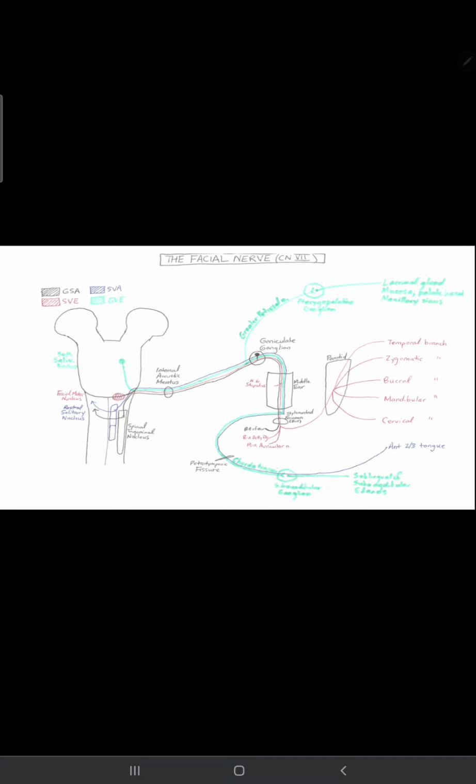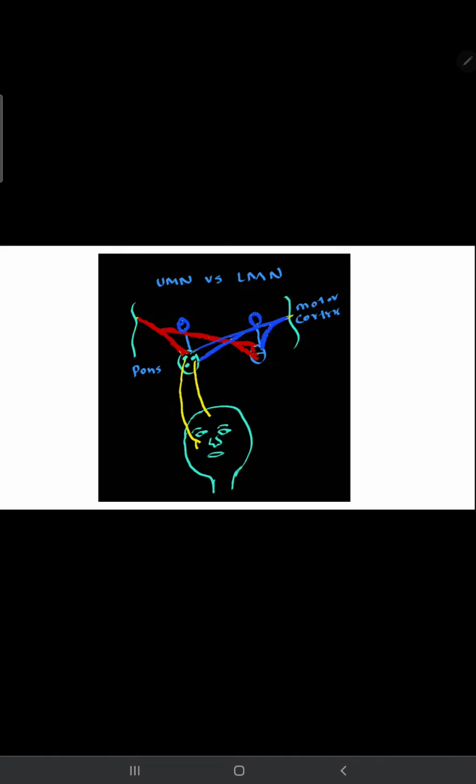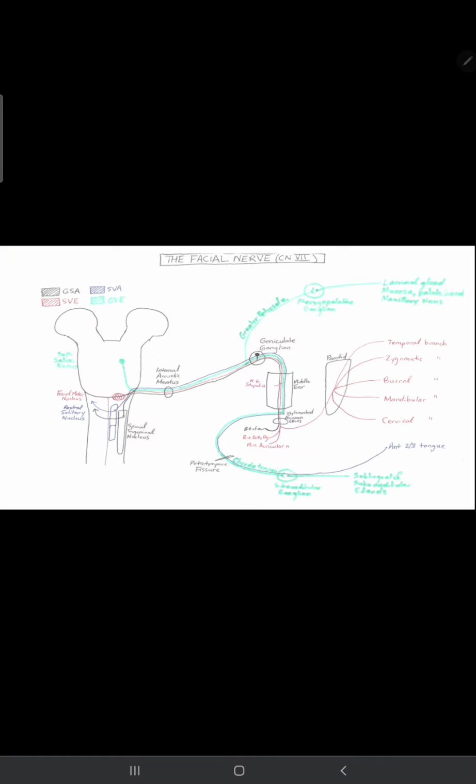So it has four functional components. They are general somatic afferent, special visceral efferent, special visceral afferent, and general visceral efferent. These are the four functional components. So the same course: internal acoustic meatus, geniculate ganglion, greater superficial petrosal nerve, which supplies the lacrimal gland, nasal mucosa, palate and maxillary sinus. Same thing, same course.